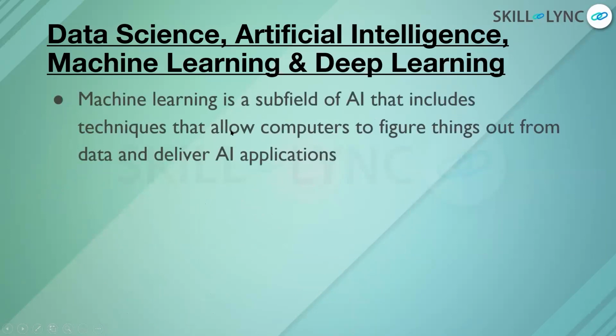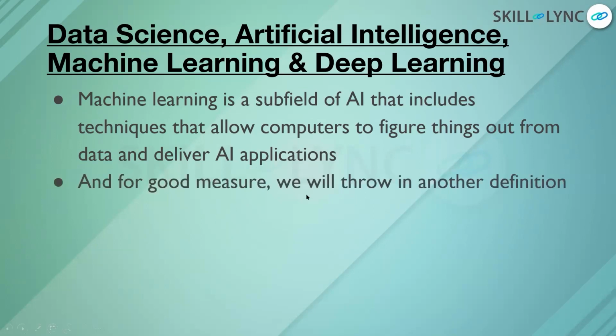But what is machine learning? Machine learning is a subfield of artificial intelligence that includes techniques that allow computers to figure things out from data and deliver AI applications. So in machine learning, we actually have some kind of algorithms. Even new algorithms are in the research and development phase. And based on those algorithms, we can make AI applications. So in easy language, I'll say machine learning is a tool to deliver artificial intelligence based applications.